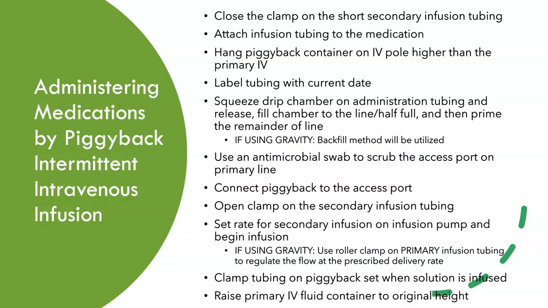Again, we're going to use our antimicrobial swab to scrub the access port on the primary line, and then connect the piggyback to the access port. Then we can open the clamp on the secondary infusion tubing, set the rate for the secondary infusion on the infusion pump, and begin infusion. So we would be doing our line B, making sure we're programming all of that in right. If we're using gravity, we would use the roller clamp on the primary infusion tubing to regulate the flow of the prescribed delivery rate. Then we're going to clamp the tubing on the piggyback set once the solution is infused, and we can raise the primary IV fluid container back to the original height.